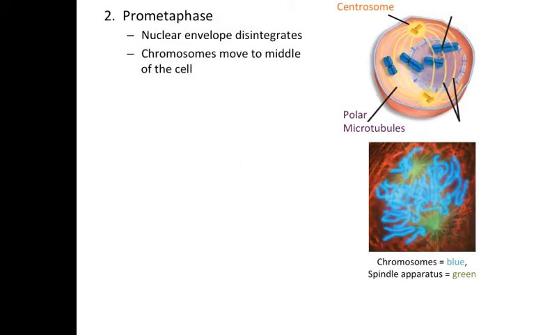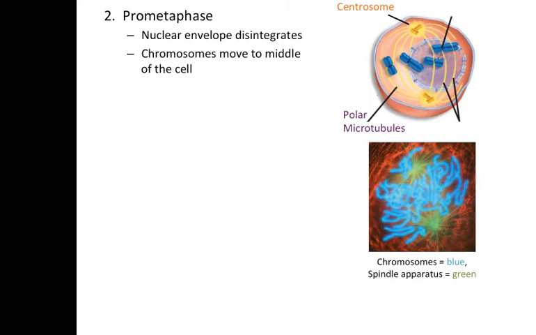The second step in mitosis is called prometaphase. There are two major events that occur during prometaphase: the disintegration of the nuclear envelope and the movement of the chromosomes towards the center of the cell. As mentioned earlier, the spindle apparatus is essential for chromosome movement.